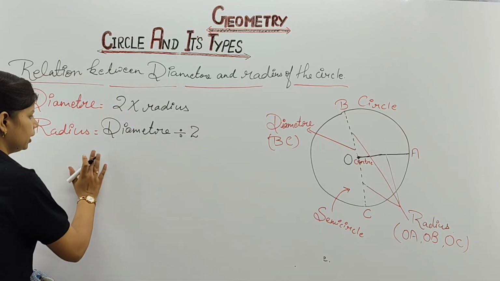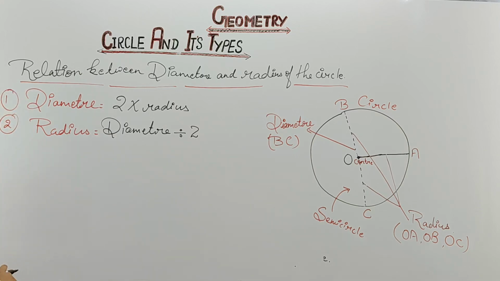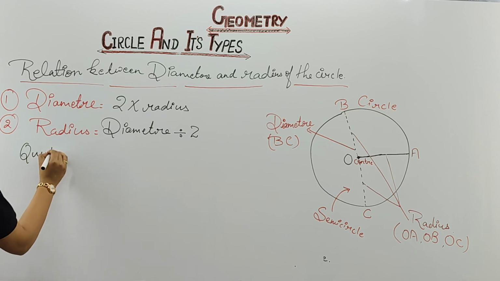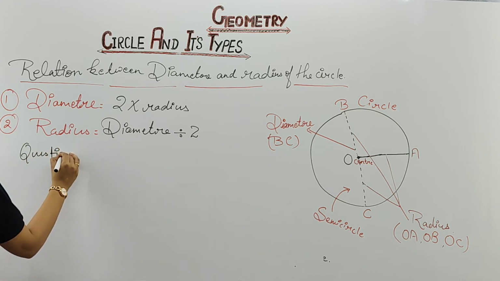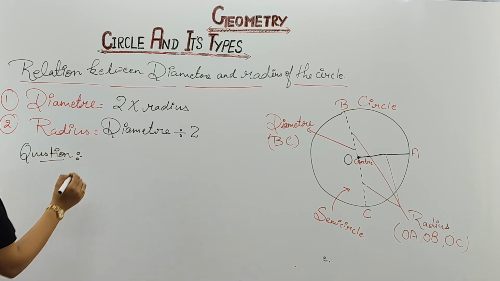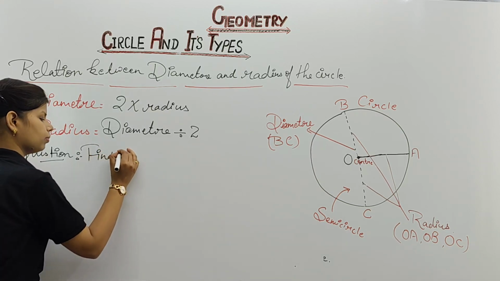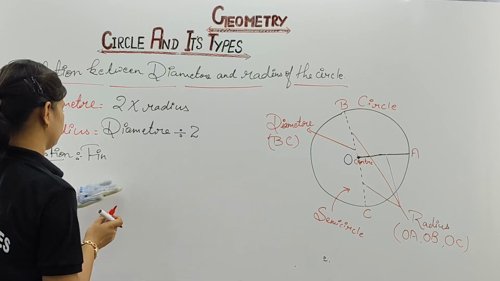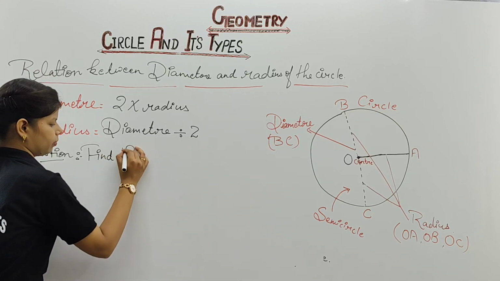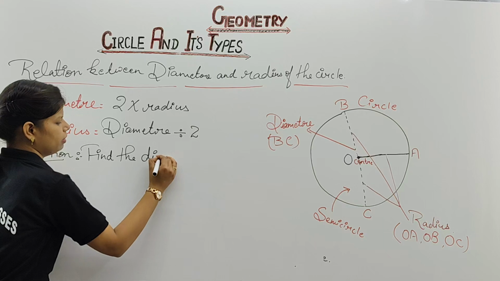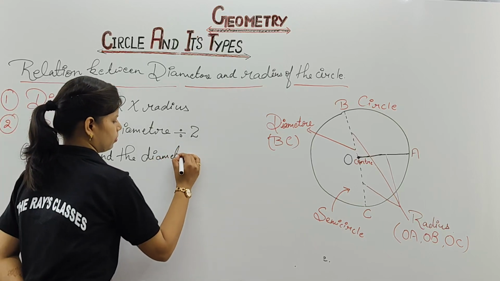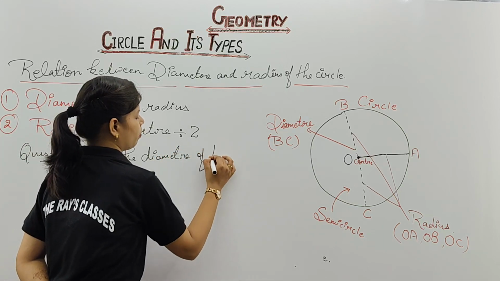Clear? Now let's solve a few examples from here. Find the radius or diameter. The questions can be asked like this: find the diameter of a circle. If the question is given, find the diameter of the circle. You have to do it with proper steps.